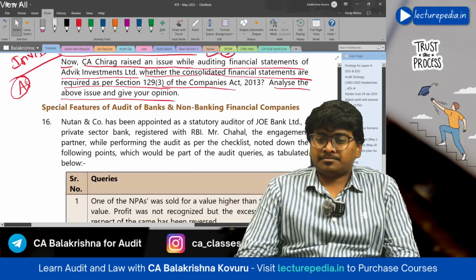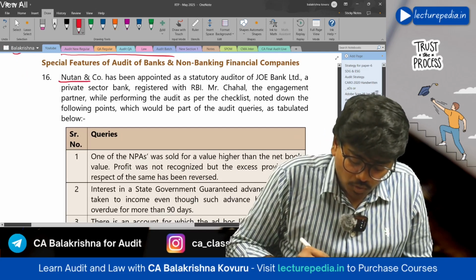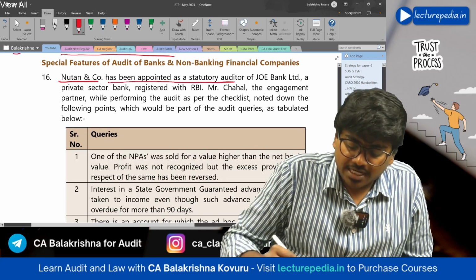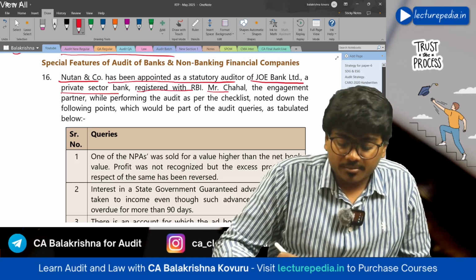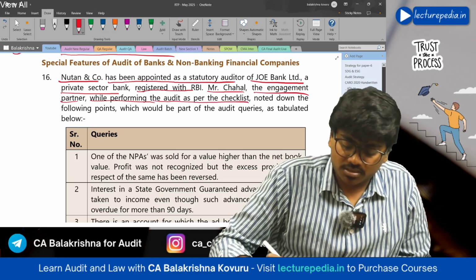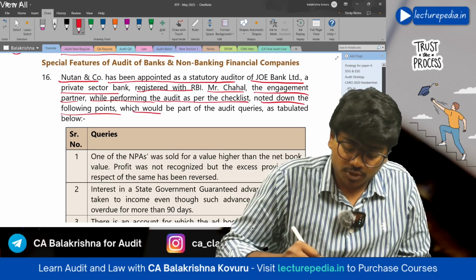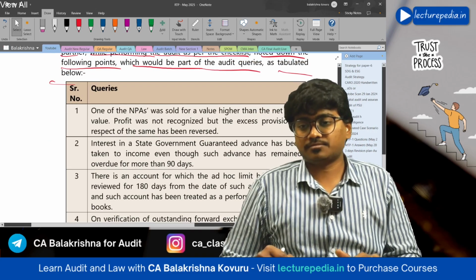Next, Nutan and Co. has been appointed as a statutory auditor of Joe Bank Limited, a private sector bank registered with RBI. Mr. Chahal, the engagement partner, while performing the audit as per checklist, noted down the following points which would be part of the audit queries as tabulated below. Let us see his queries.